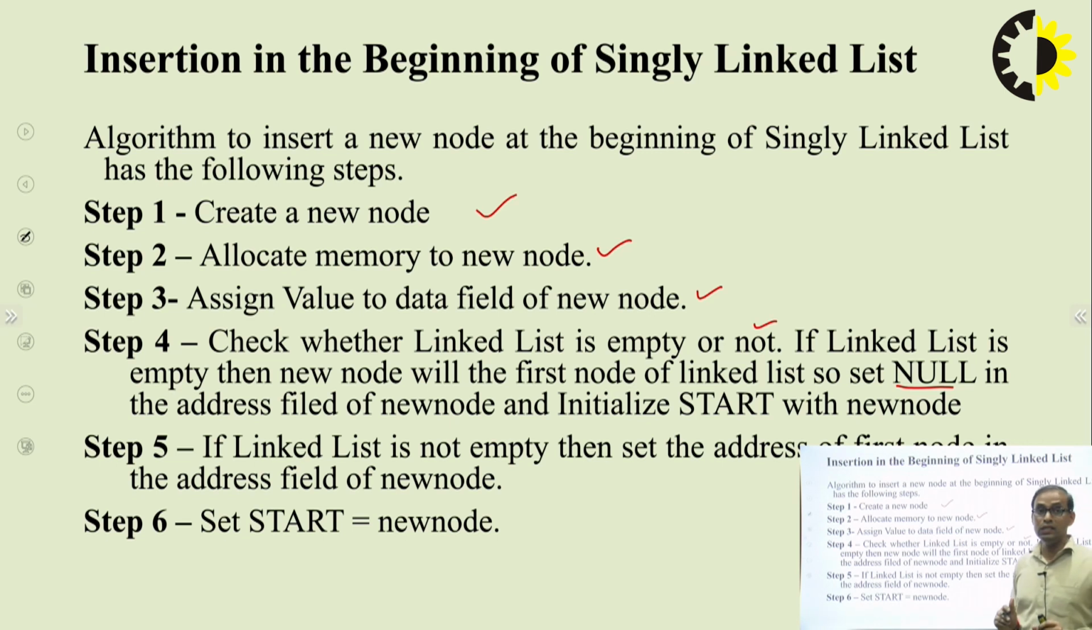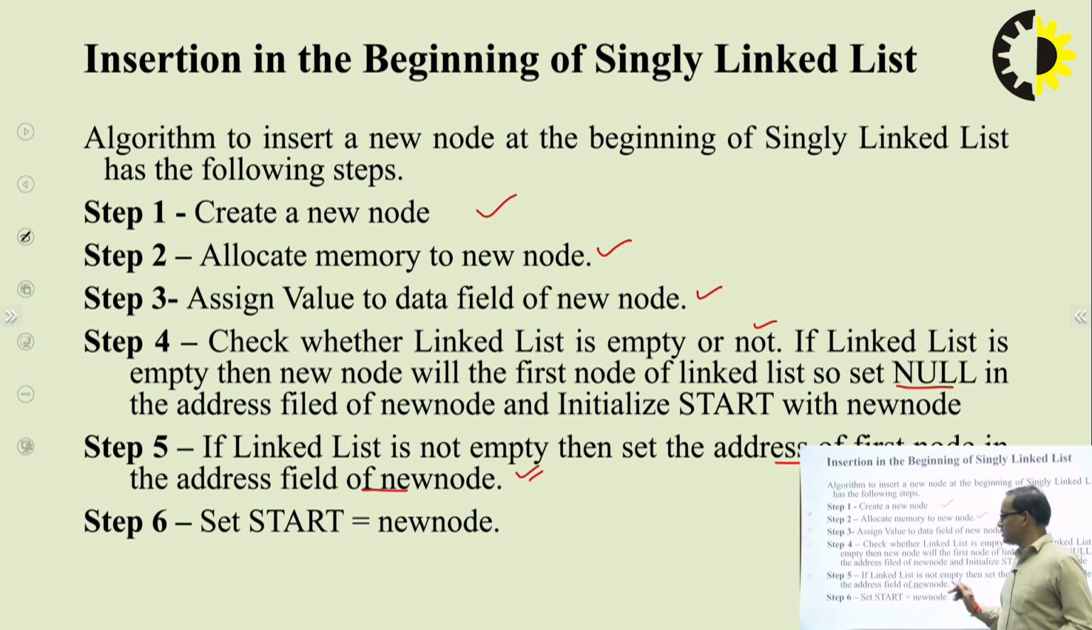If the linked list is initially empty, or we are going to insert the first node of the linked list, only for that case this is valid. But if there are already some nodes present in the linked list, and now we are going to insert in the beginning, in that case, if the linked list is not empty, then set the address field of the first node in the address field of the new node.